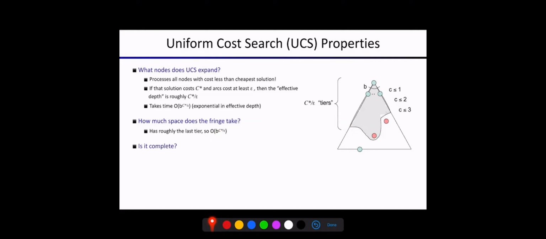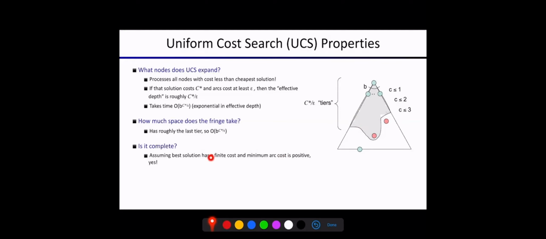And now, is it complete? That means, do we find the goal, if there's any goal? Well, if the best solution has a finite cost and the minimum arc cost is positive, then it will find it. But if you have something like negative costs, then you can have an infinite cycle, and you would never get out, because you have to go round and round and round because of a negative value that reduces the cost, and you can reduce any cost arbitrarily.